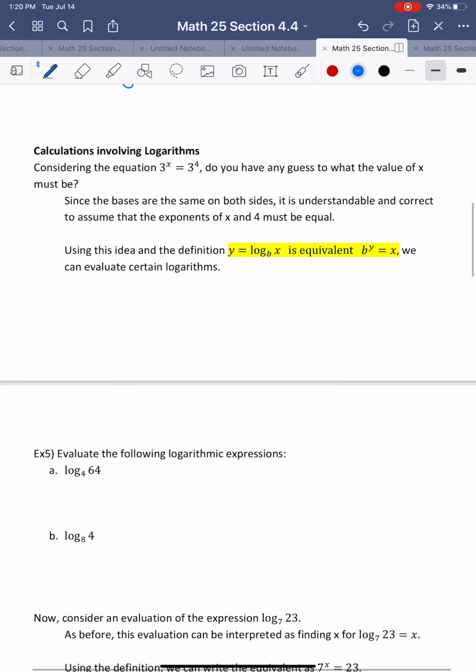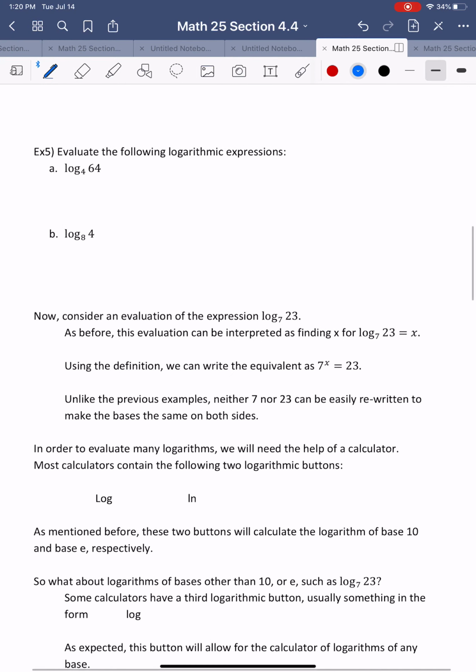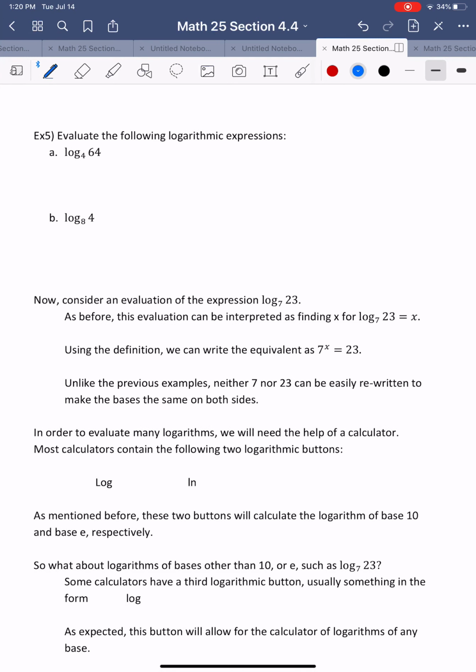So next page, please. So we're going to evaluate the following logarithm expressions, which I already showed you, okay? So since we see the log has a base of 4, what I want to do is convert 64 as 4 to the something power. So I can say this is a log base 4, but 64 is the same as 4 cubed. So the exponent I see is 3. So the answer is 3.